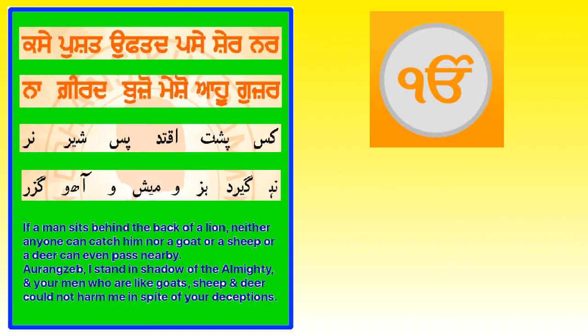If a man sits behind the back of a lion, neither can anyone catch him, nor can a goat or a sheep or a deer even pass nearby. Guru Gobind Singh Ji is saying to Aurangzeb, "Hey Aurangzeb, I stand in the shadow of the Almighty, and your men, who are like goats and sheep and deer, could not harm me in spite of your deceptions."